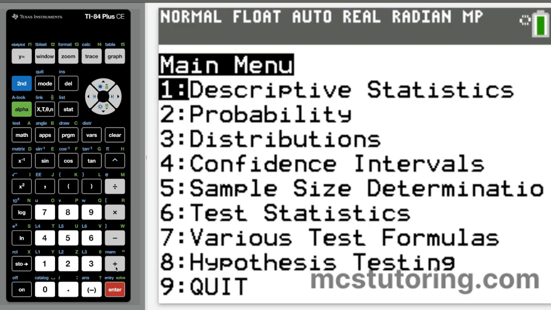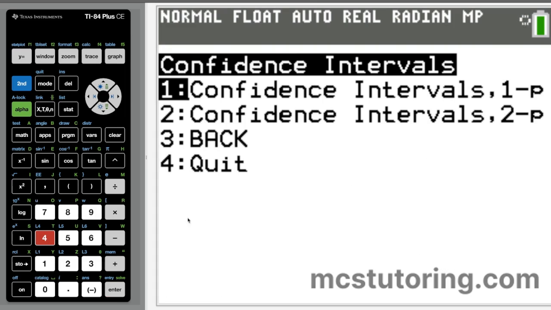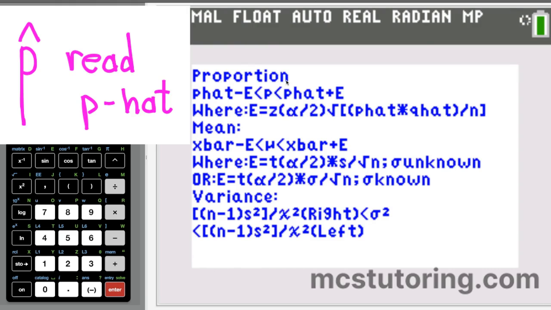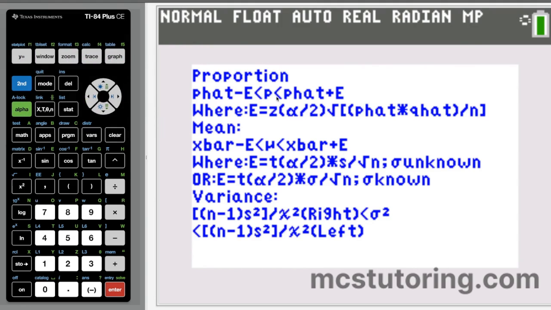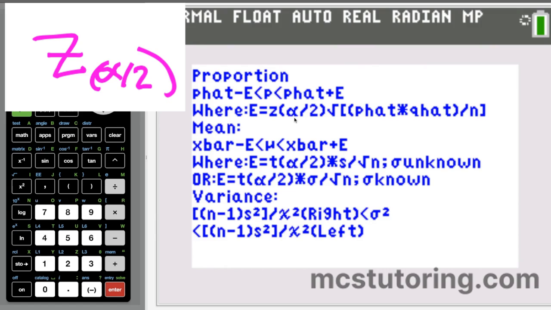Okay, then we go on to confidence intervals. I have confidence intervals for 1 population and for 2 populations. Let's talk about 1 population first. We have a proportion, this is p hat. I don't have that symbol available on the TI-84. So it's p hat minus e, where e is usually the error, is less than p, is less than p hat plus e, where e is z alpha over 2, that symbol you'll see on charts in stats books, times the square root of p hat times q hat divided by n.